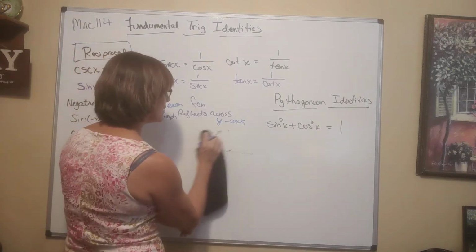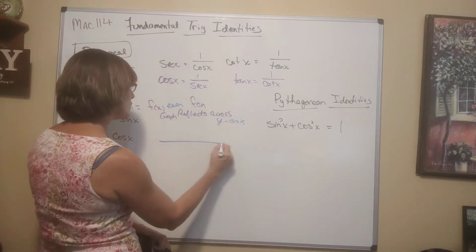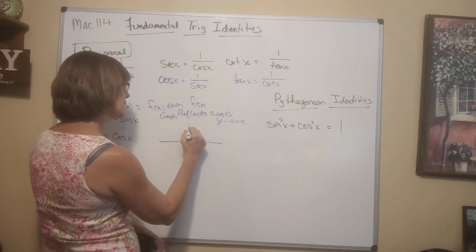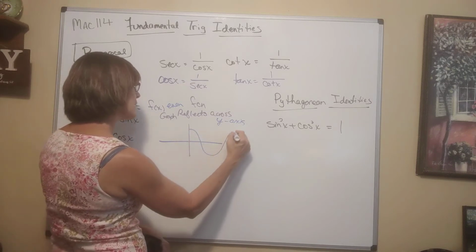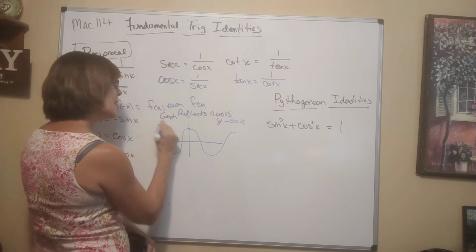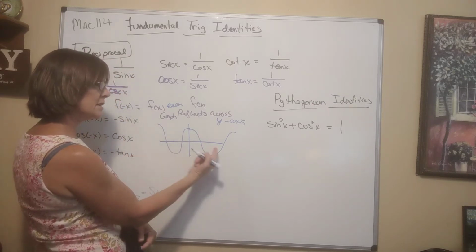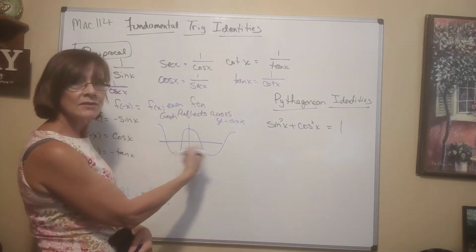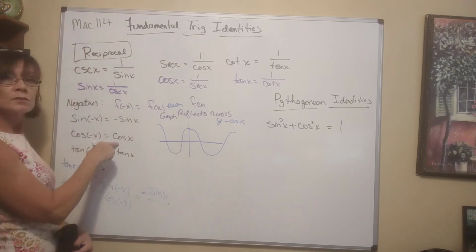So what does cosine look like? Okay, let's see. Cosine, we're saying, is an even function. It looks like this. It starts high, goes low, goes high. And on this side, it would go like this. And if you look across the y-axis, it looks the same on both sides. This is an even function. And this algebraically is what it's saying.